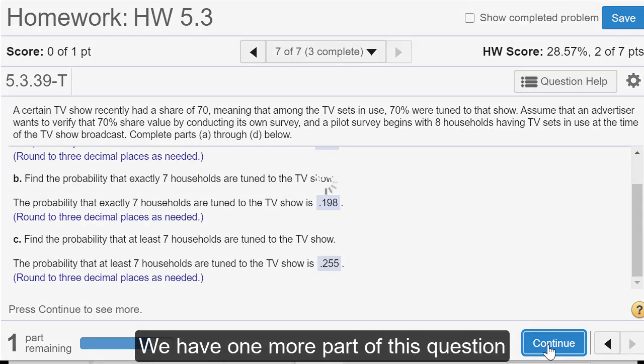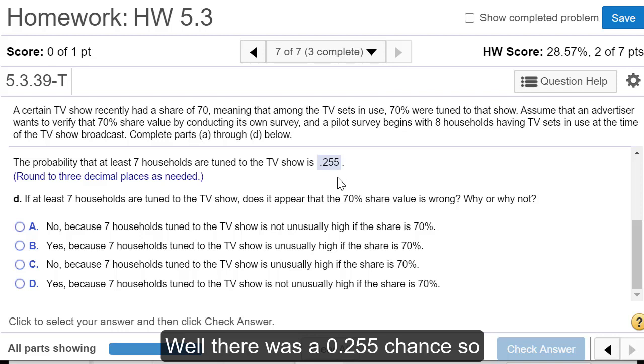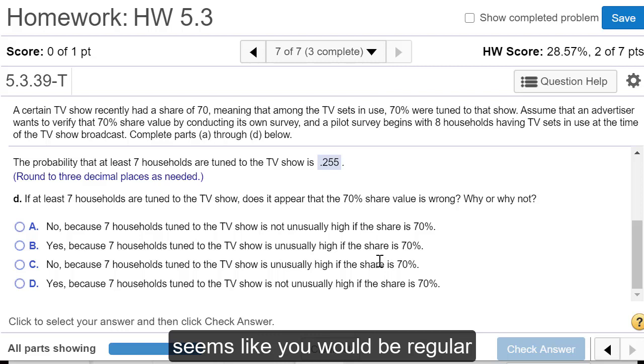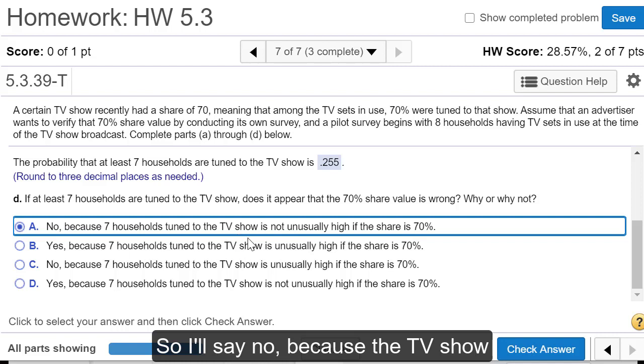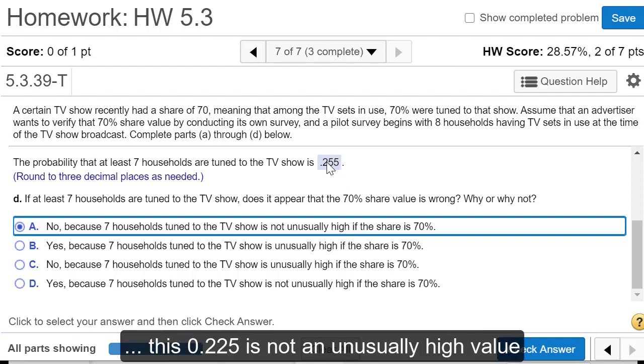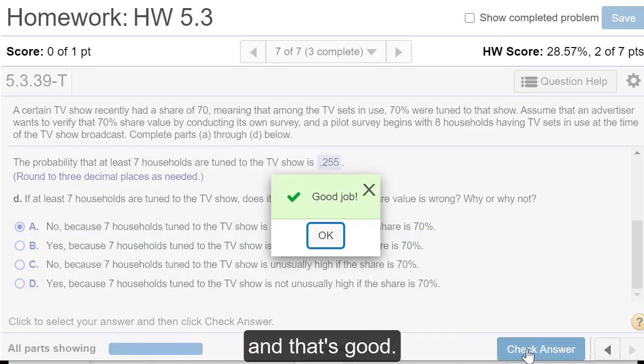We have one more part of this question. It's asking us if at least 7 households were tuned in, does the 70% share appear to be wrong? Well, there was a 0.255 chance, so it doesn't seem like it would be wrong. It seems like it would be regular. So I'll say no, because the TV show is not unusually high. This 0.255 is not an unusually high value. So it should be the answer, and that's good.